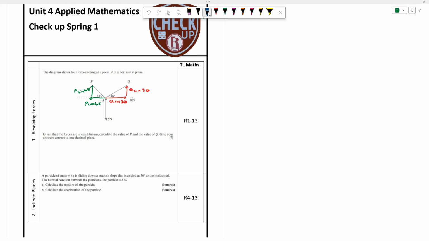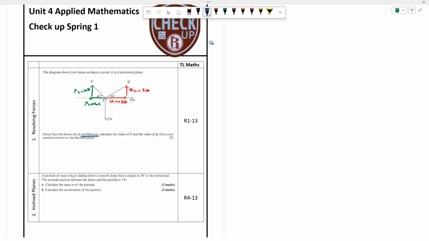Given that the forces are in equilibrium, the forces vertically going up and down should be equal, and the forces going horizontally to left and right should be equal. Calculate the values of P and Q, giving your answer correct to one decimal place. So clearly I've got P and Q working in both directions. When I resolve vertically and horizontally, I'm going to have P and Q in both expressions, which means I'm probably going to have simultaneous equations.